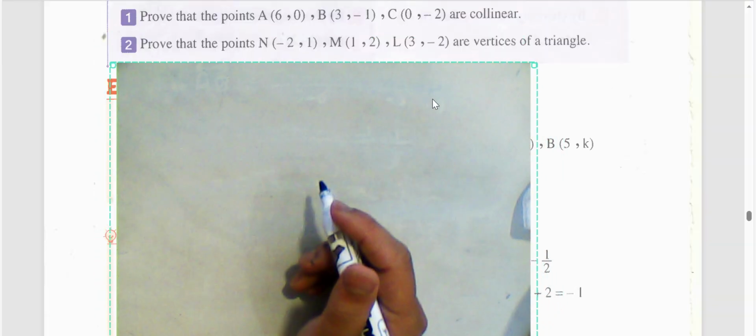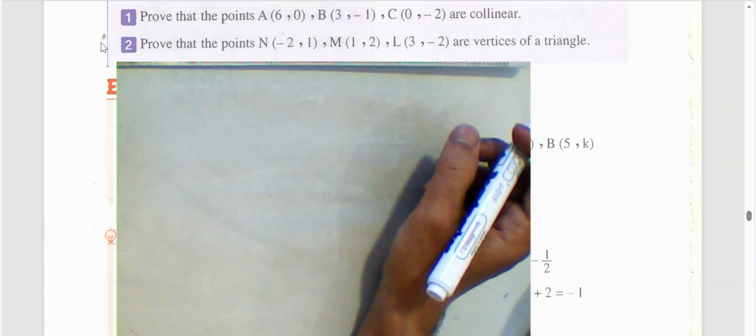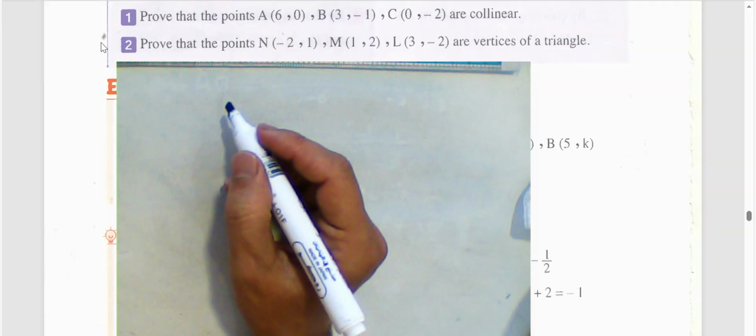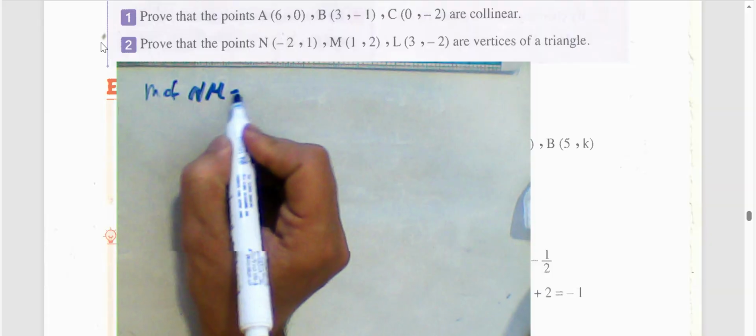Number 2, prove that points N, M, L are vertices of a triangle. We can prove this by writing the 3 slopes and showing they do not have the same result. If we prove that they are not collinear, it means they are the vertices of a triangle. Then we can find the slope of NM.